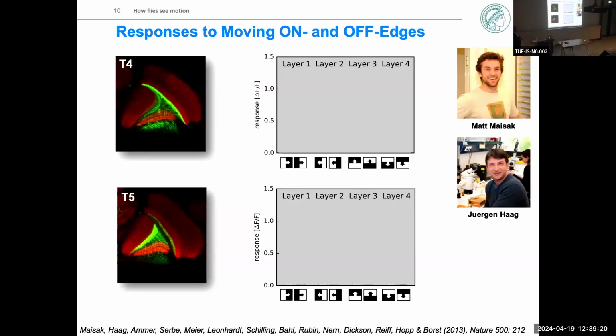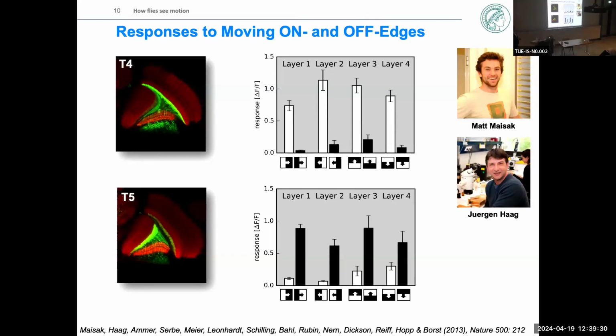And what we saw was that T4 cells preferentially respond to bright edges, to ON edges, and very little to dark edges. And the opposite is true for the T5 cells, which respond very little to bright edges, but very strongly to dark edges. So these are the response properties of the T4 and T5 cells.